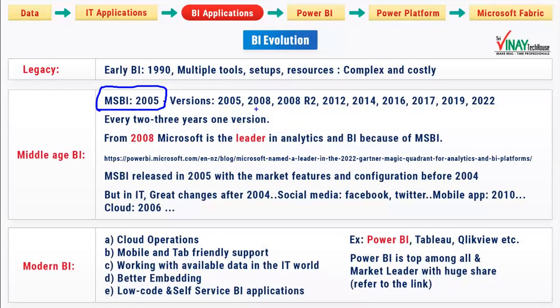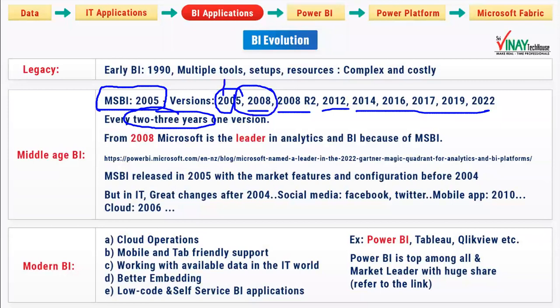And it has versions like 2008, 2008 R2, 2012. These are software versions. Every 2 to 3 years, there is a new version of MSBI. And 2005, though it was released, MNCs did not like to use it. So Microsoft decided, why don't we attract MNCs? So that's the reason in 2008, they added more features.